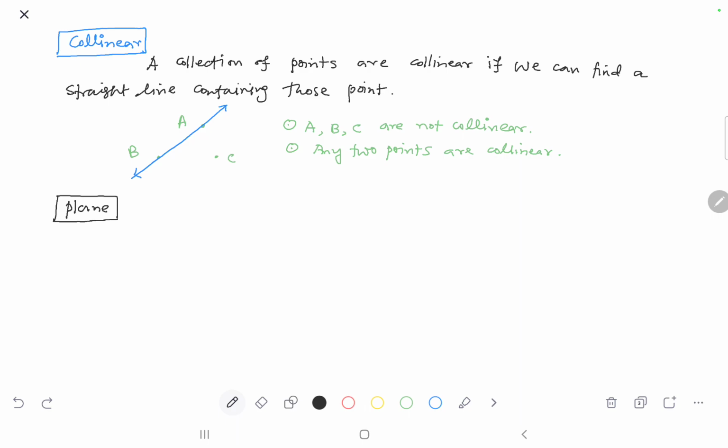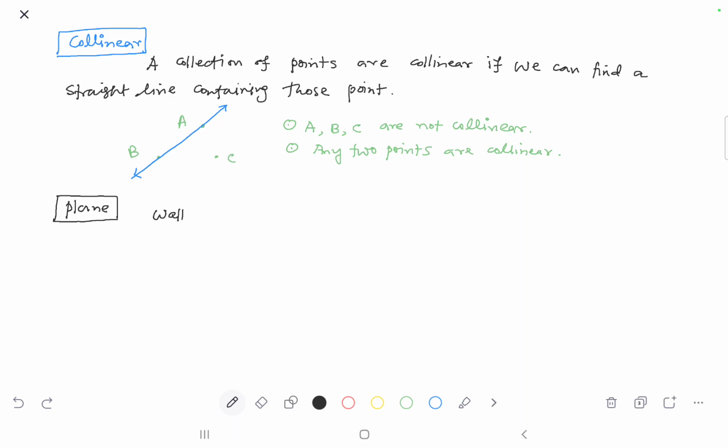Plane means basically, you have to imagine a little bit. You have to look at the plane, whatever you have. For example, you can take the wall. If you look at the wall, that is a plane, right?